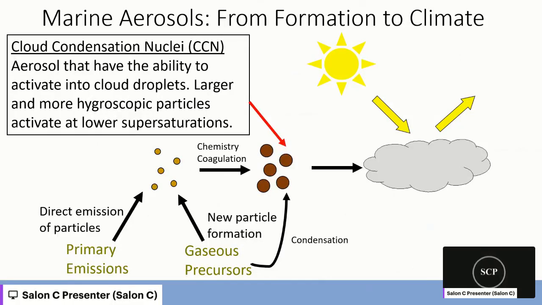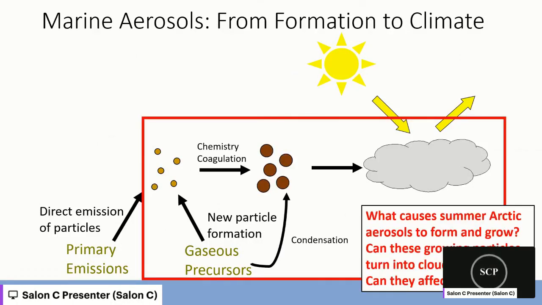So if the particle is made up of sea salt and an inorganic ion that's highly soluble, then it's more likely to turn into a droplet. But if you're an aerosol particle that's made up of an insoluble compound, like an organic, like think about oil, that's not likely to turn into a cloud. It's not as likely to turn into a cloud droplet.